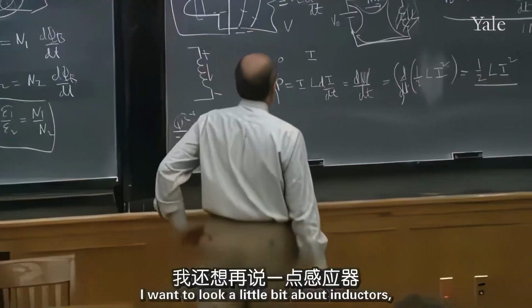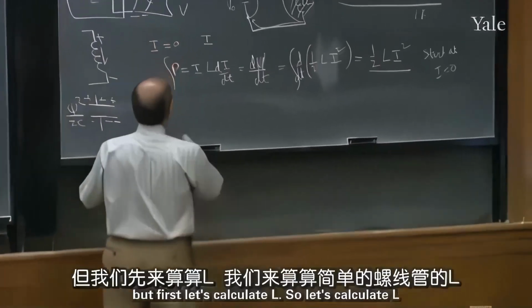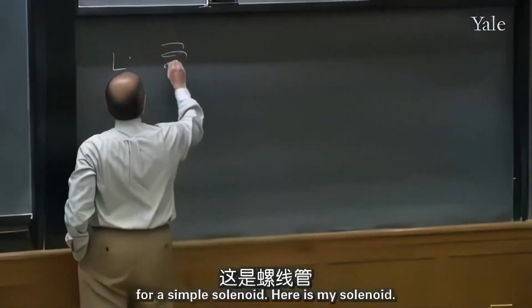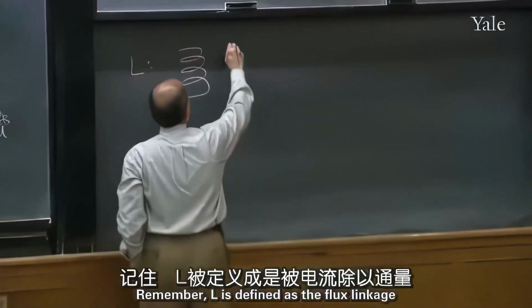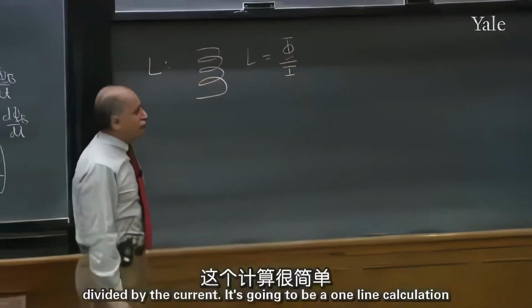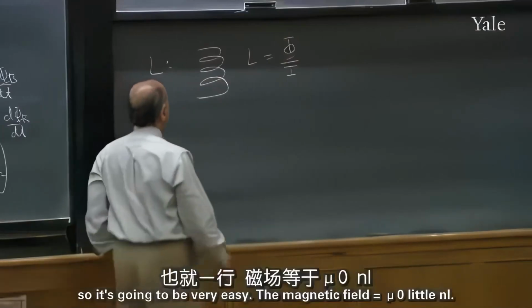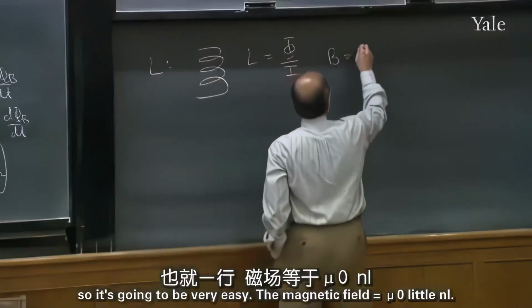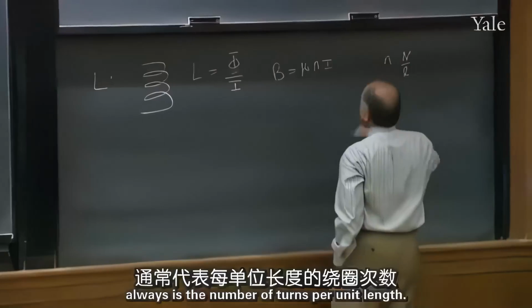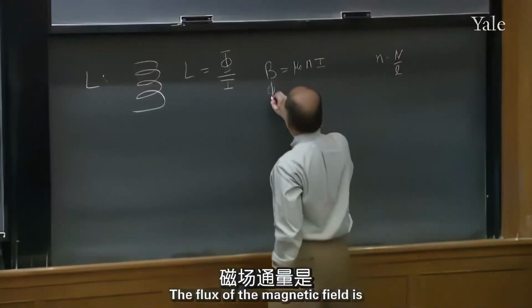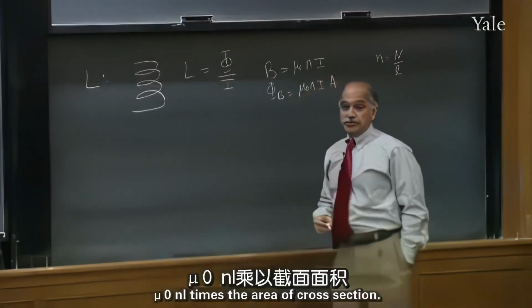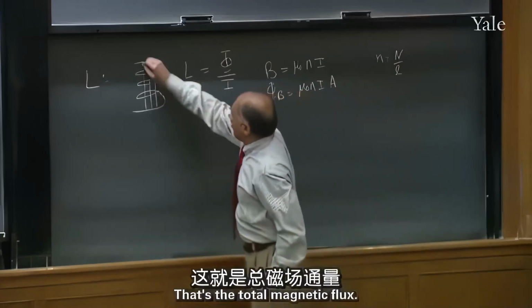I want to look a little bit about the inductor, but first let's calculate L. So let's calculate L for a simple solenoid. Here is my solenoid. Remember, L is defined as the flux linkage divided by the current. It's going to be a one-line calculation, so it's going to be very easy. The magnetic field is equal to mu 0 little n I. Little n, you remember always, is the number of turns per unit length. The flux of the magnetic field is mu 0 n I times the area of cross section. That's the total magnetic flux.